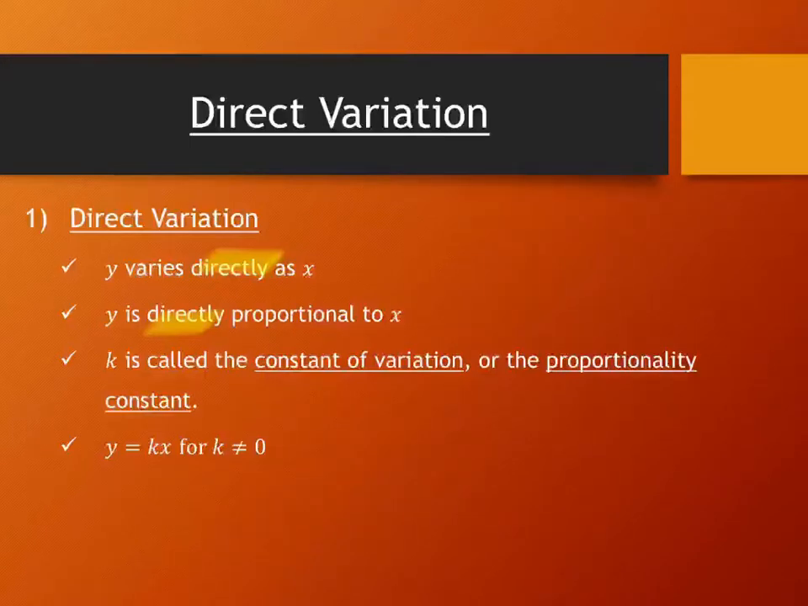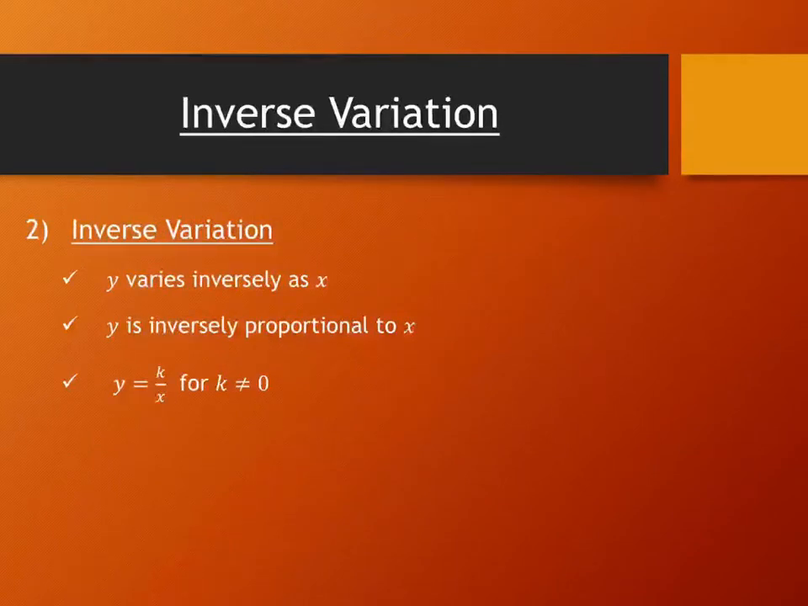Now there's another relationship. The second one is called inverse variation. A couple of phrases that mean the same thing are that y varies inversely as x, or that y is inversely proportional to x. Of course, the key word again is inverse. And instead of saying that y is k times x, it's y is k divided by x, the inverse operation of multiplication, division.